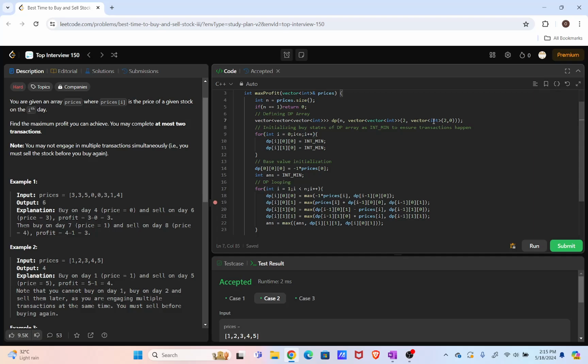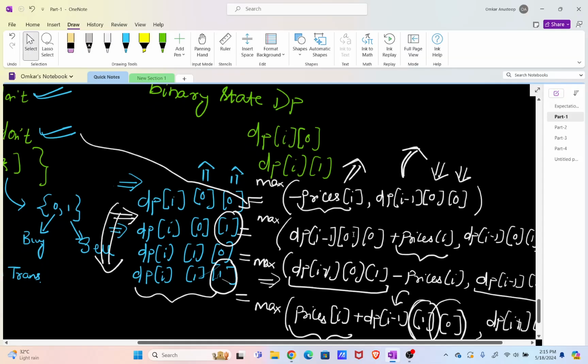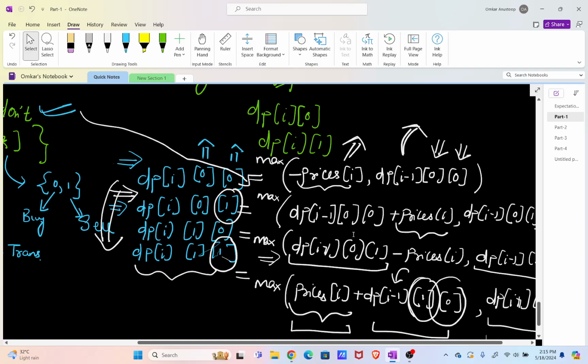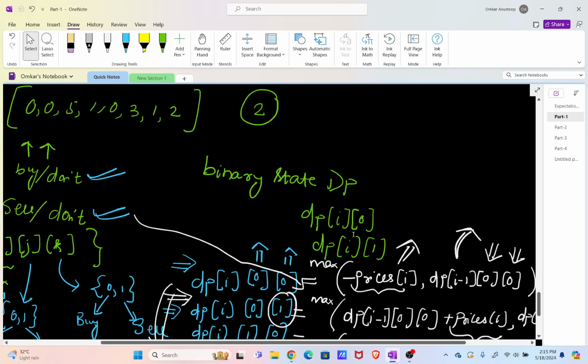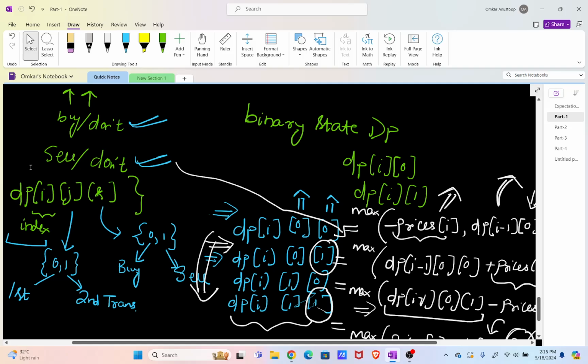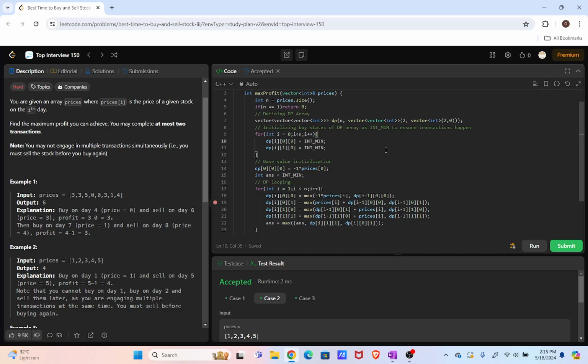Then I have defined the DP array, which is the 3D array. In the explanation, also we used a 3D type of array. First state is the total number of elements, the current index, so it will be n, and the rest will be 2 sized. So that's what I have done here.